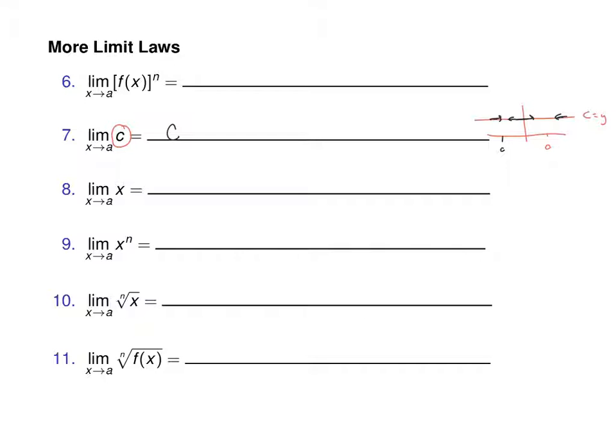Okay. But the point is, if your function is C, a horizontal line, y equals C, what happens to the y's as x is approaching any number? Well, the y's are always C, no matter what that a is. So the limit of a constant is just the constant. Does that sound better? So the limit of a constant is the constant. What does y equals x look like?